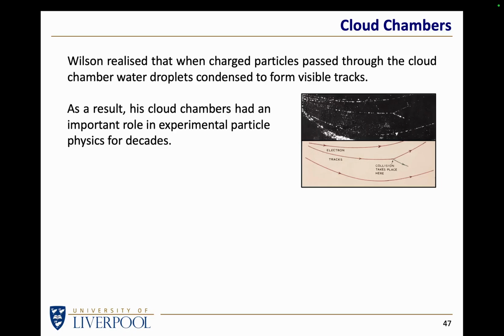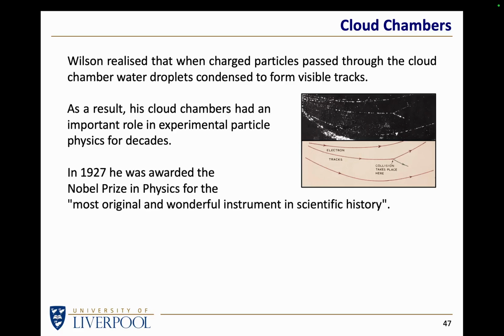And if you put a magnetic field on your cloud chamber, you can see whether the particles bend to the left or bend to the right, which tells you whether your charged particles are charged with a negative charge or a positive charge. So it's now possible to do physics experiments and see what is going on rather than just hypothesize what you think is going on. And for that, Wilson was awarded in 1927 the Nobel Prize for, quote, the most original and wonderful instrument in scientific history. That's a hell of a citation for anybody.